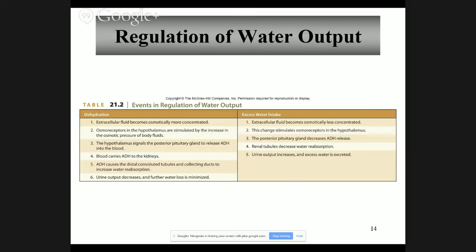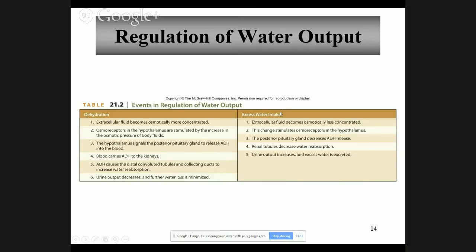The extracellular fluid becomes osmotically more concentrated. The osmoreceptors in the hypothalamus are stimulated by the increase in the osmotic pressure of the body fluids, which signals the posterior pituitary gland to release the antidiuretic hormone into the blood, which is carried to the kidneys. That ADH causes the distal convoluted tubules and collecting ducts to increase water reabsorption, which decreases urine output, because you're reabsorbing water and less is excreted. And so that minimizes further water loss and prevents dehydration.